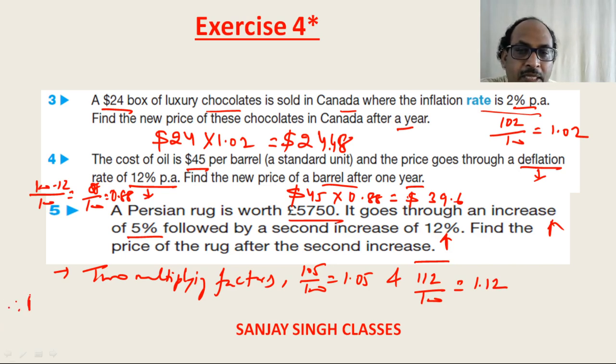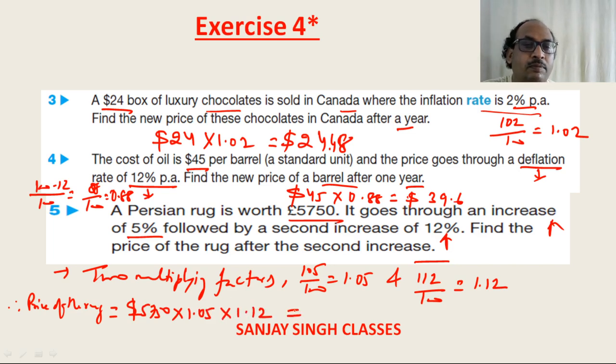So the price of the rug is equal to pounds 5750 into 1.05 and again 1.12. So this we need to multiply. And this is given to us as 6762. Yes, 6762.